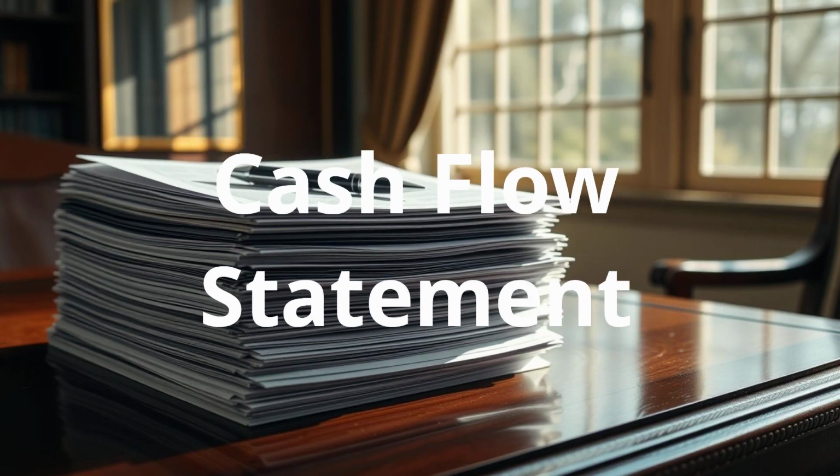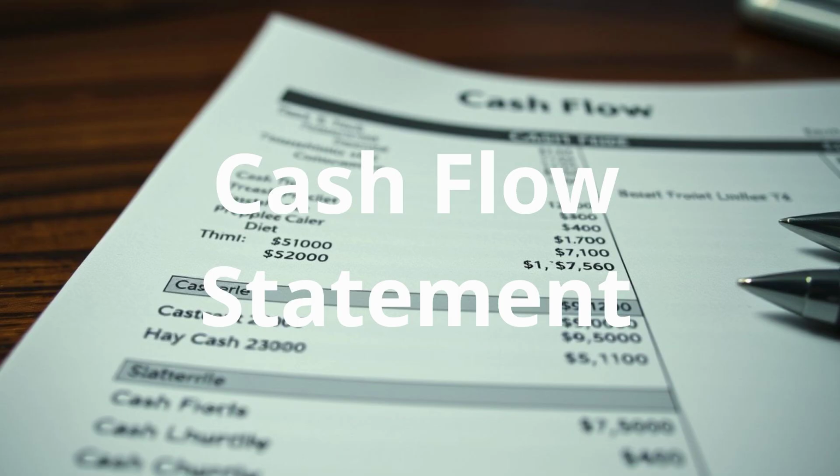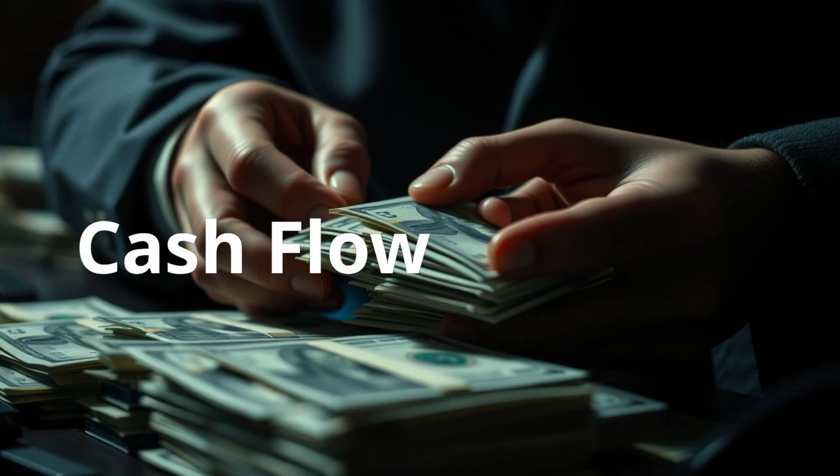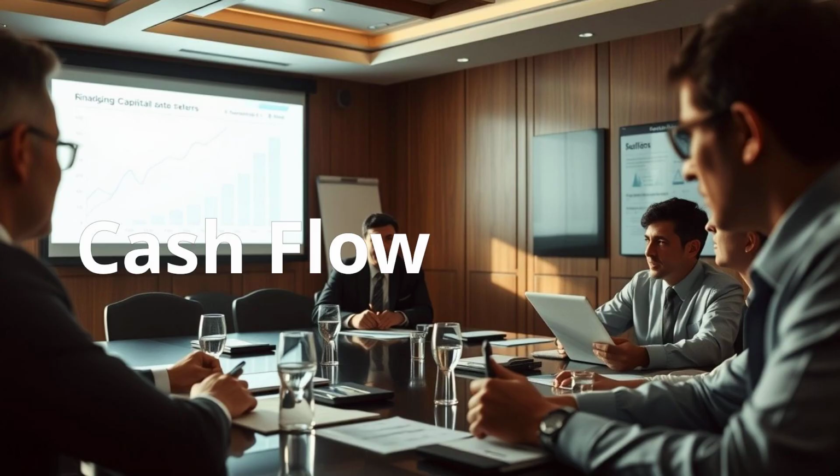Then we have the cash flow statement. This section is often overlooked, but it's very important. Profit on paper doesn't always mean the company has cash in the bank. The cash flow statement is divided into 3 parts: cash from operating activities, investing activities, and financing activities. Cash from operating activities tells you if the company's core business is generating real cash. Investing activities include purchases or sales of equipment or acquisitions of other companies.